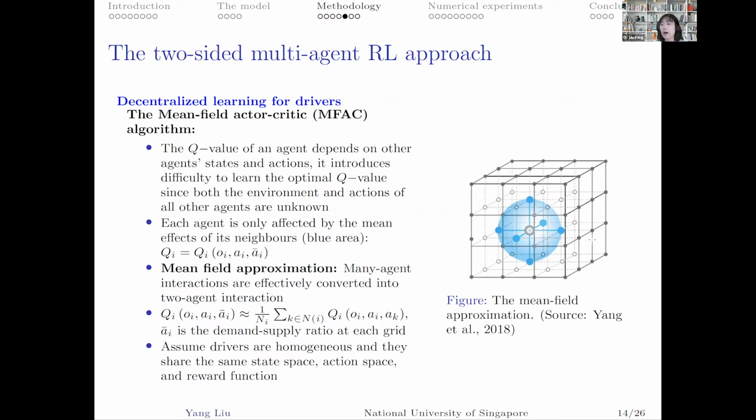Okay, and then the mean field method assumes each agent is only affected by the mean effect of its neighbors. So here the agent will only interact with the agents in the neighborhood. And then we denote the Q function here. So we use the Q function as a pairwise local interaction to approximate the interactions between one driver agent and all the agents in the neighborhood.